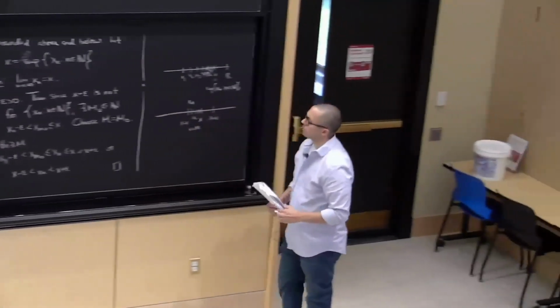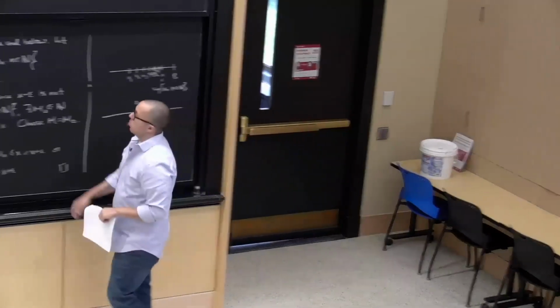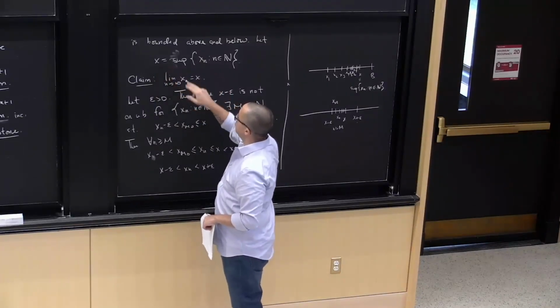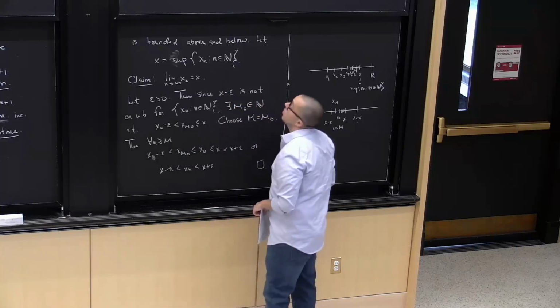Okay? Now what's the change for monotone decreasing is that we'll be able to identify the limit of the sequence as being the inf, the infimum of this set. All right, but I'll leave that to you as an exercise.